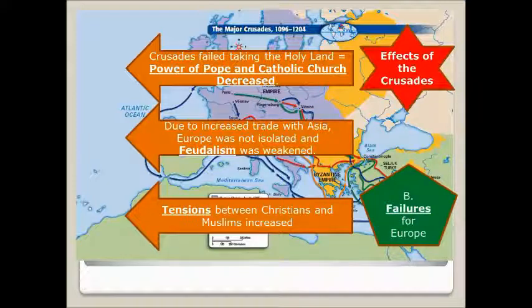Tensions between Christians and Muslims increased. And today we see that. Many historians will tell you that the tensions we see today can be traced back to before the Crusades, and definitely the Crusades did not help. So tensions between Christians and Muslims increased.